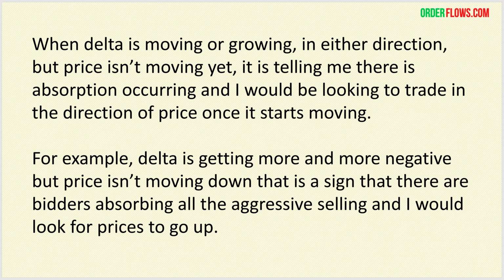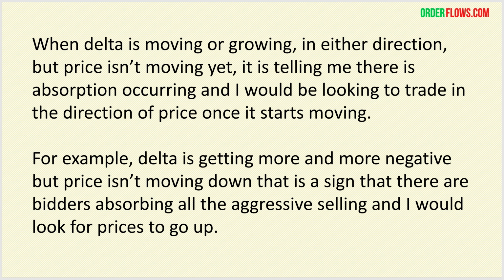Now, when Delta is moving or growing in either direction, but price isn't moving yet, that's telling me that there's absorption occurring, and I'd be looking to trade in the direction of price once price starts moving. For example, Delta is getting more and more negative, but price isn't moving down. Why isn't price moving down? Because bidders are absorbing all that aggressive selling. And what I would be looking for is prices to go up once that selling ceases.